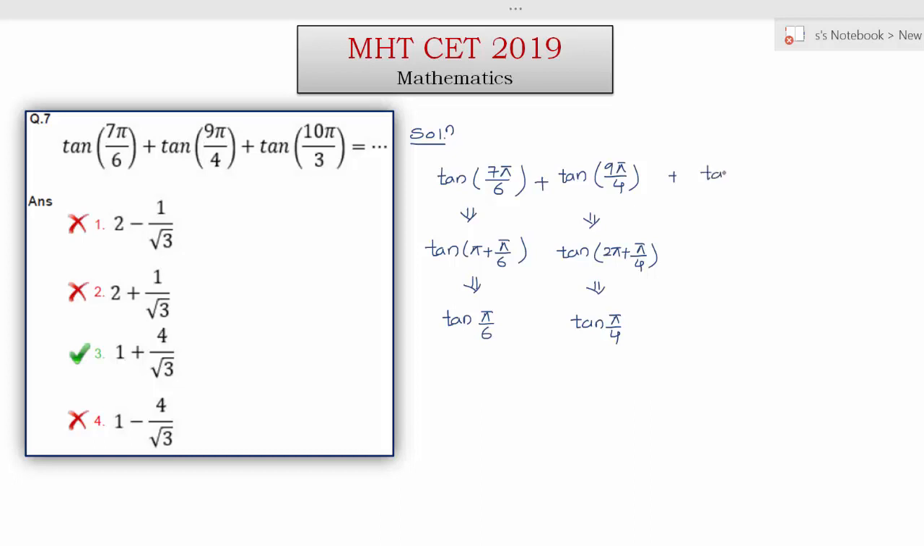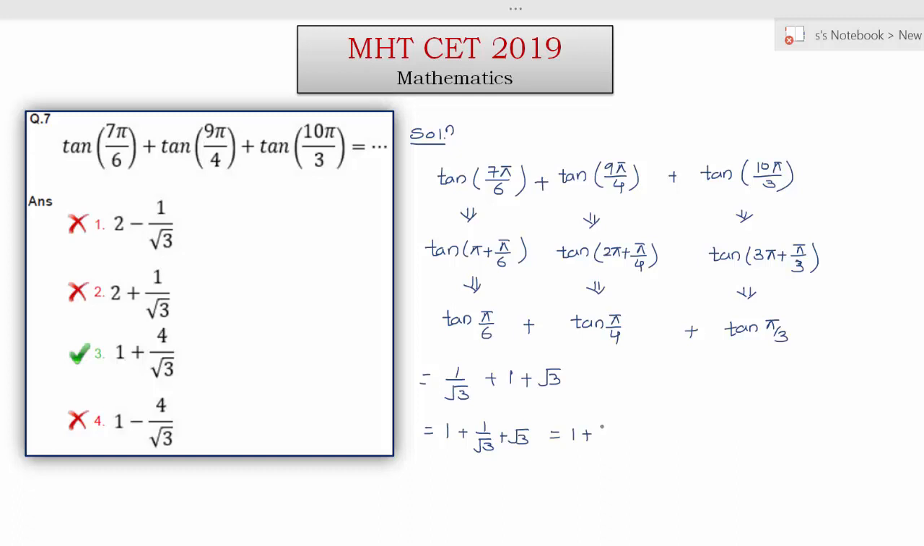Similarly, the third ratio is tan of 10 pi by 3. This is tan of 3 pi plus pi by 3, right? This goes into the third quadrant, which is tan of pi by 3 again. So basically we need the answer, which is the addition of these three numbers. This gives tan pi by 6 is 1 by root 3, tan pi by 4 is 1, and tan pi by 3 is root 3. So we keep 1 aside, 1 by root 3 plus root 3. This further gives 1 plus 3 upon root 3, that is 1 plus 4 by root 3.